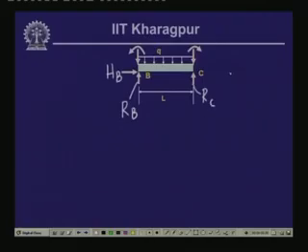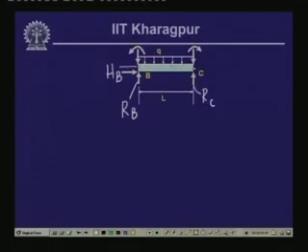So, it is constrained to move in the vertical direction only, and it can have movement in the horizontal direction, and thereby there will not be reactive force generated in the horizontal direction. So, there will not be any horizontal reactive force at the roller support.